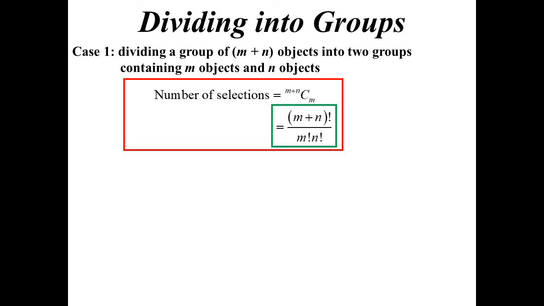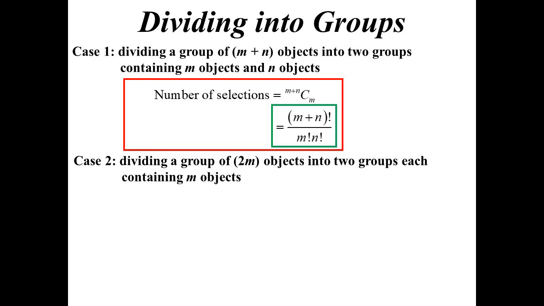Even though it's a combination, I can use the factorials to get my answer. Why is that idea important? We'll see in a little while. What about if the groups have the same amount in them?